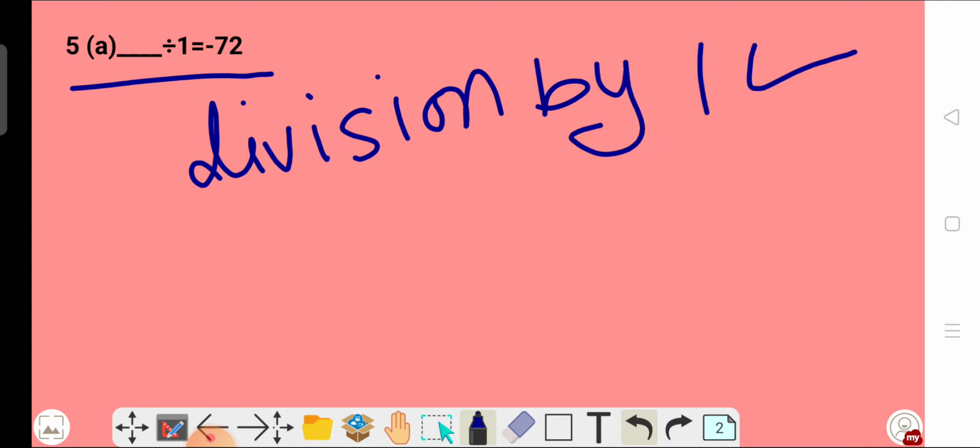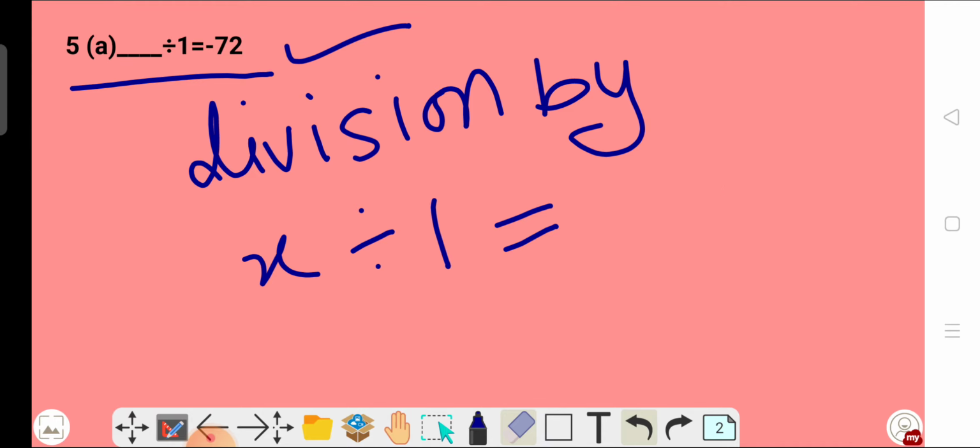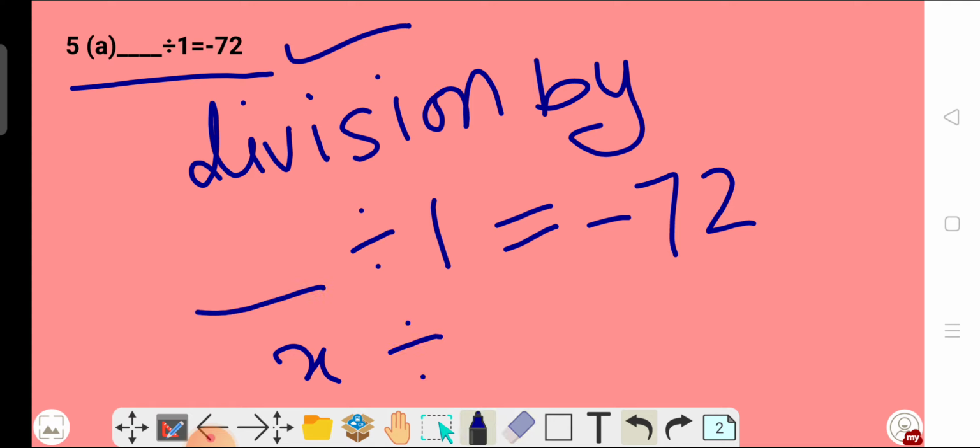We have already discussed this property in the previous video. Whenever we divide an integer by 1, the resultant will be the same integer. Okay. In this A part, division is done by 1. And this is equal to given minus 72 and we know that whenever we divide any integer by 1, the resultant is the same integer.